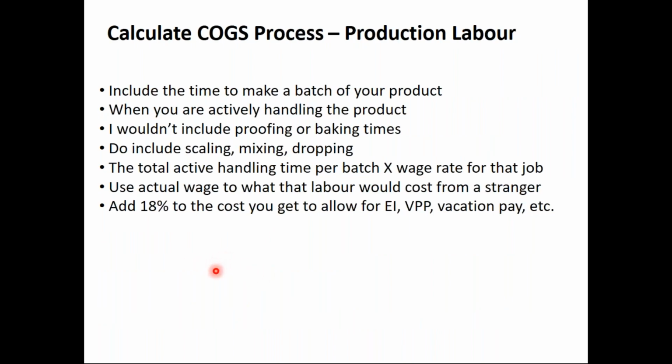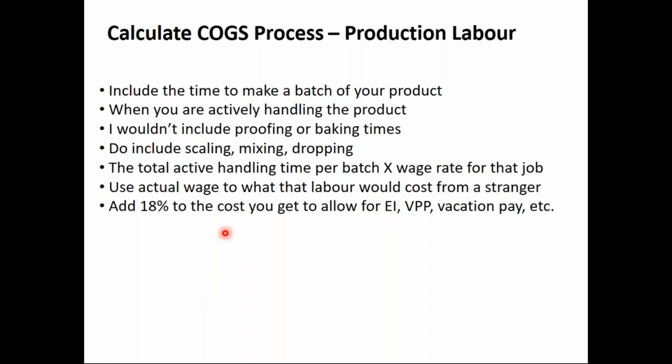Then we get into the labor. So for the labor, there are 3 parts: the production, the unit packaging, and the case packaging. You want to include the time that it takes to do that activity. And I would just worry about the active time when you're actively handling something. So when you're scaling, mixing, dropping in muffins, let's say, when you're actually handling the product. If you're proofing something and it's working away on its own, you can go and do something else. I wouldn't include that time. Baking time, I wouldn't include that time.